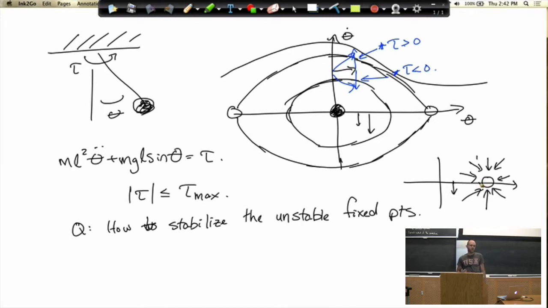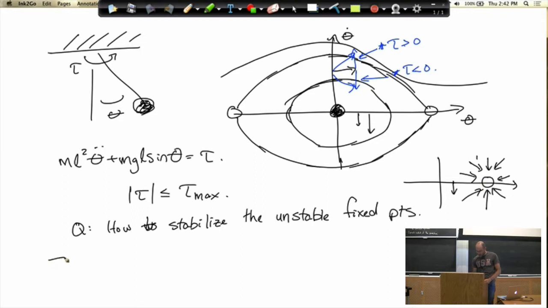Does that make sense? It's kind of funny to think of that in the plot, but what that is saying is that I can't move from here to here without having some velocity in between. That's just a function of it being a second order system. That's a very natural physical thing. Okay, so we have to do something more clever than that.